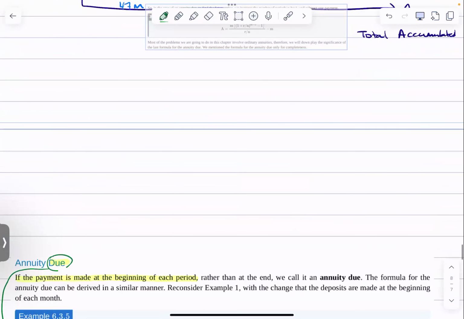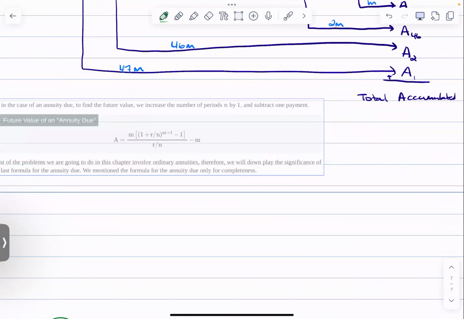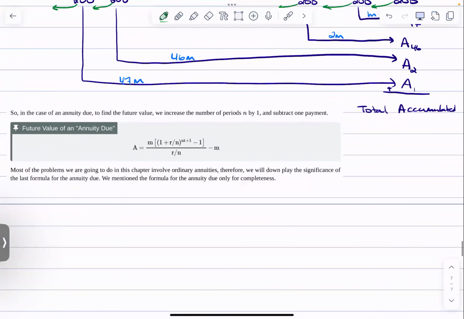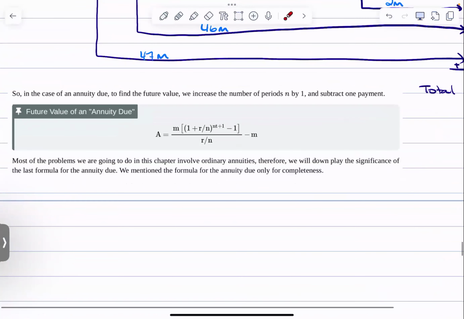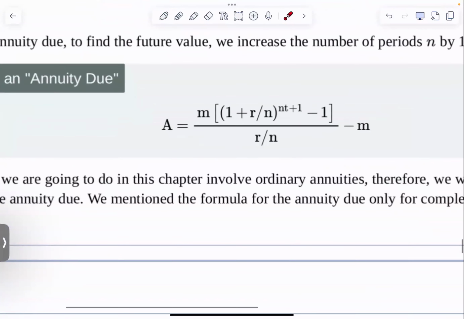In fact, the formula looks like this. This looks the same. All right, I'll zoom in even more. M times 1 plus r over n to the nt plus 1, right? Because we bumped everything to the front, and so now it sits there for nt plus 1. And then the minus 1 over r over n, that's the same. And then we have to subtract a payment from the very end.